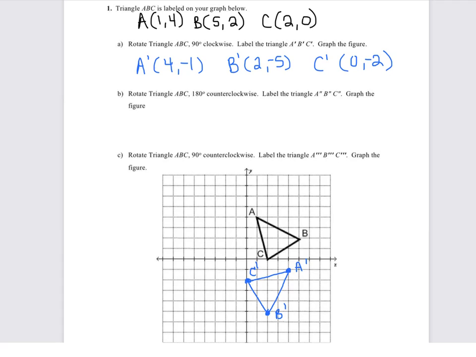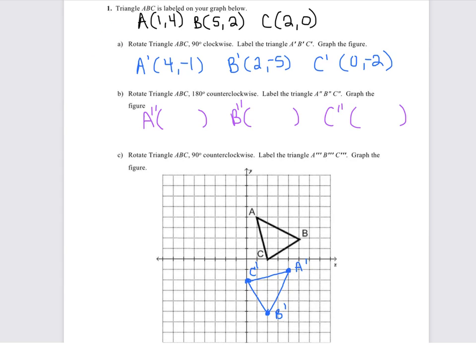So now let's look at part B. Rotate triangle ABC 180 degrees counterclockwise and label the triangle A double prime, B double prime, C double prime. Graph the figure. First thing you always want to do is identify your new coordinates after the 180 degree rotation. For 180 degrees, you multiply each coordinate by a negative 1. You always want to start with the original coordinates.